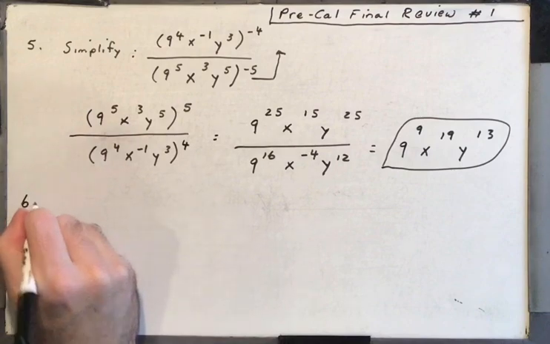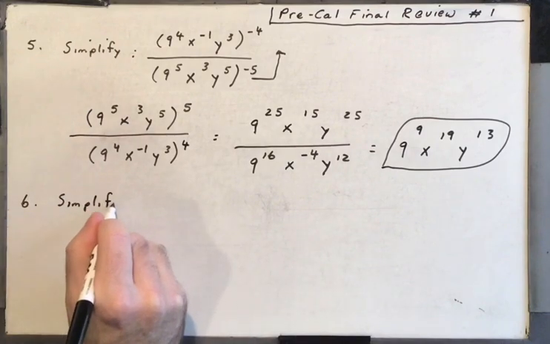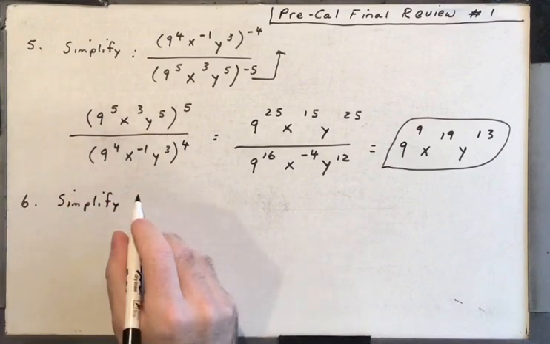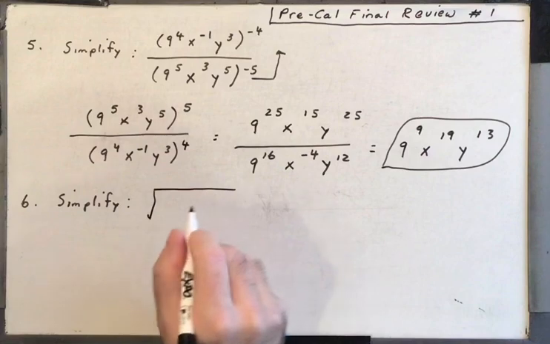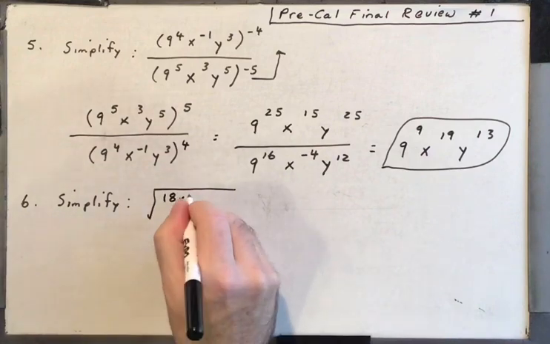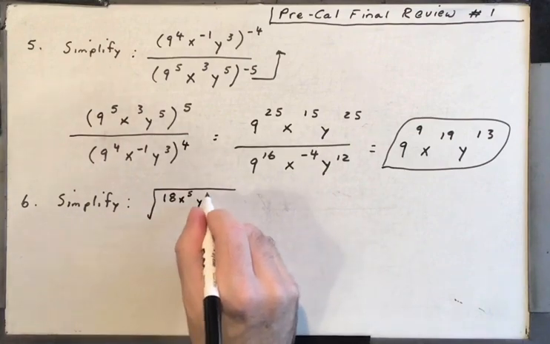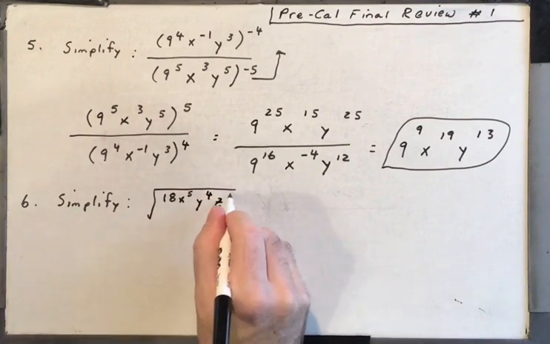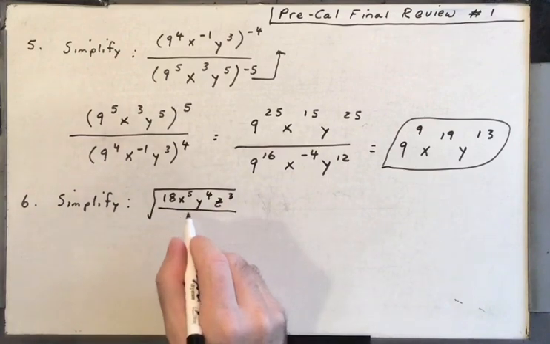All right, number 6, we want to simplify the square root of 18x to the 5th, y to the 4th, z cubed over 2x.